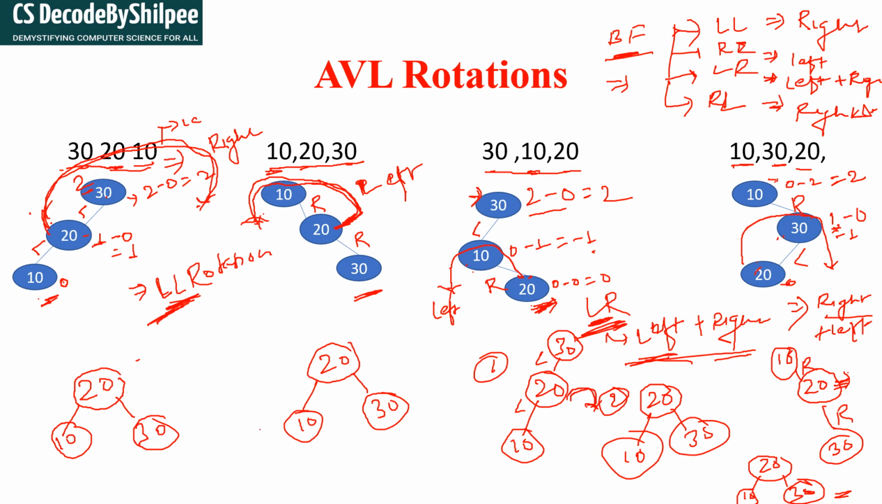So these are the situations you will get while inserting an element in the AVL tree. If you construct the AVL tree, you will face this type of rotation problem. So for balancing, or for maintaining the AVL tree property, we have to perform this type of rotation. That's why I have explained it here for better understanding.